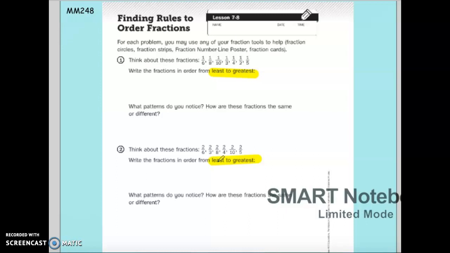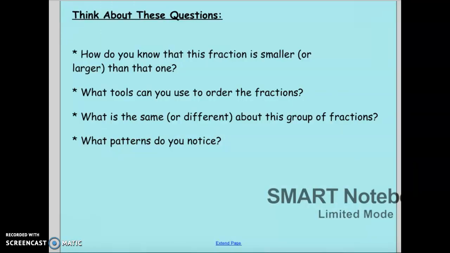Remember to think of each fraction as a part of something, like pizza. Plain, pepperoni, whatever you like. As you are solving questions 1 and 2, I want you to think about these questions. First, how do you know that this fraction is smaller or larger than that one? What tools can you use to order the fractions? What is the same or different about this group of fractions in A, or number 1, than in the group of fractions in number 2?